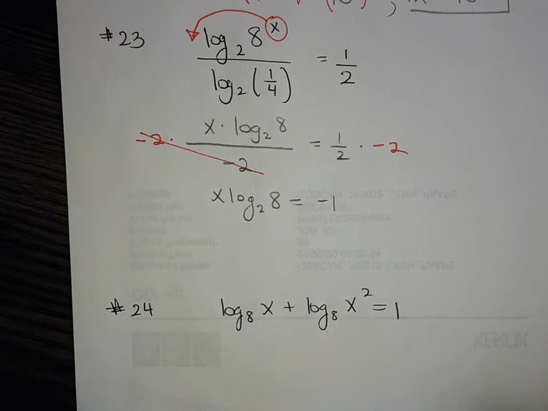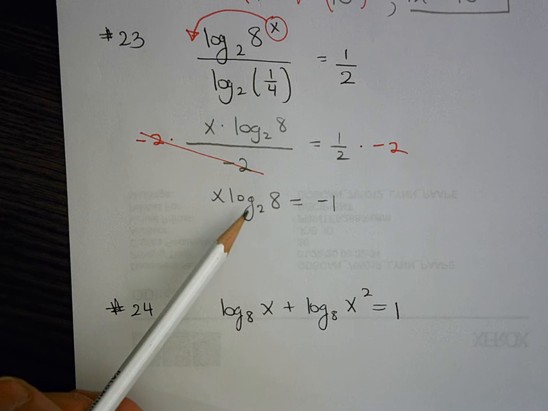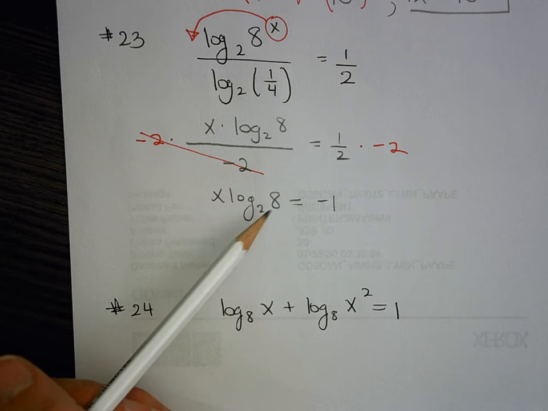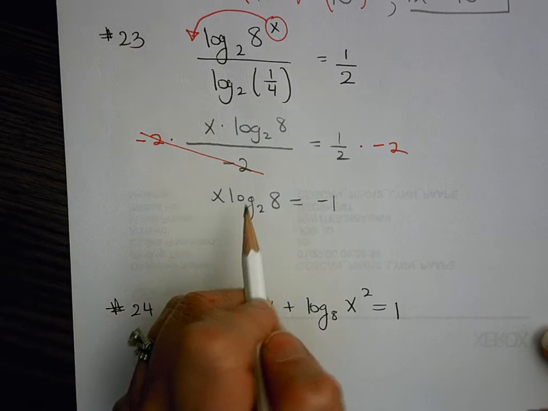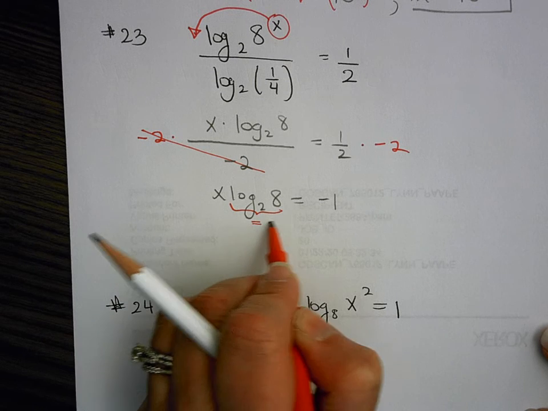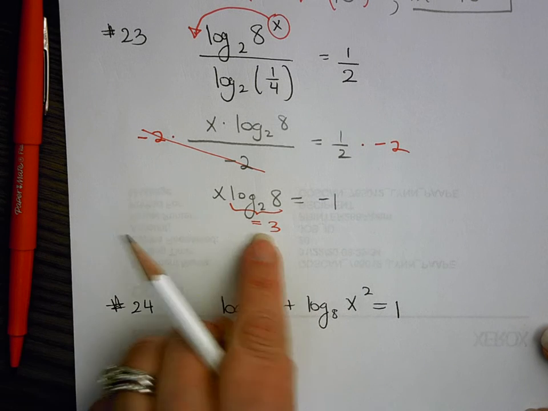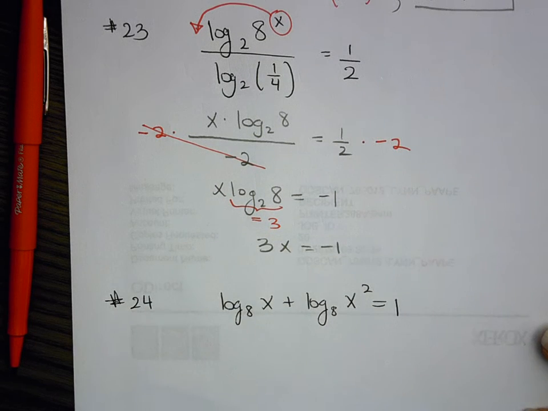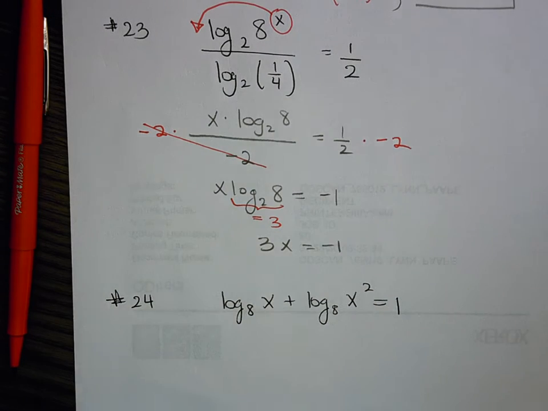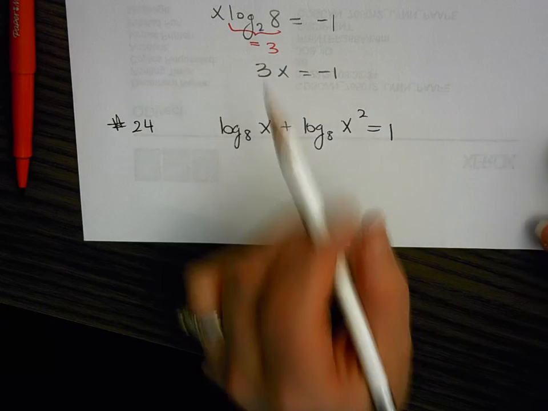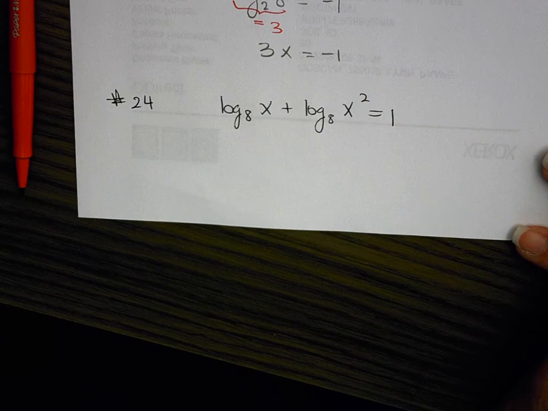Okay, and then this part right here, so I want to know what power on 2 will give me 8. So what power on 2 will give me 8, and that would be a power of 3. So I know that this part right here is equal to 3. So I have x times 3, which is 3x, and then that equals negative 1. And then I'll let you do this last step on that one, because that one is pretty easy. So then just finish solving for x there.